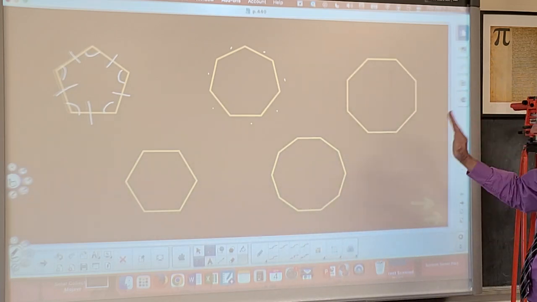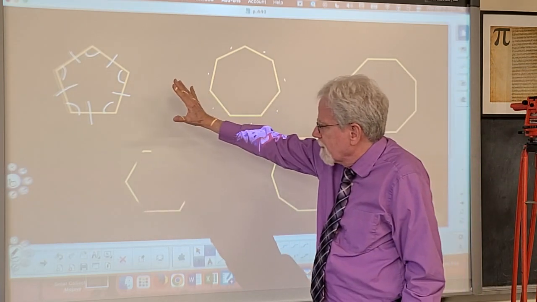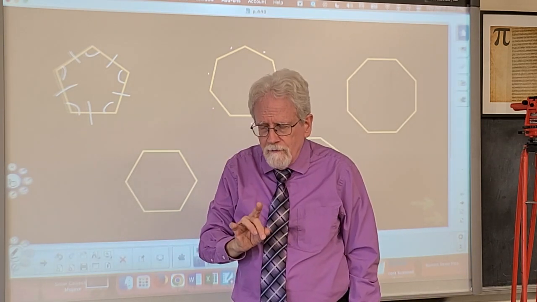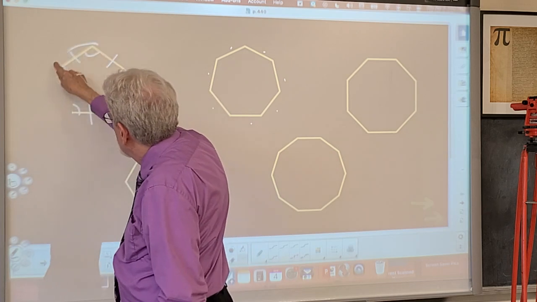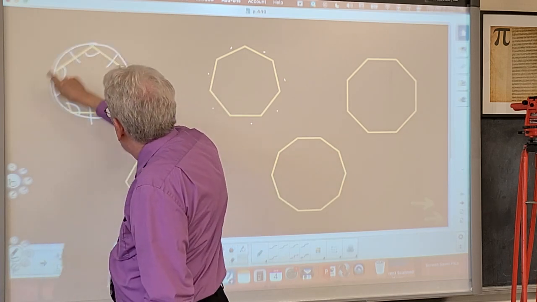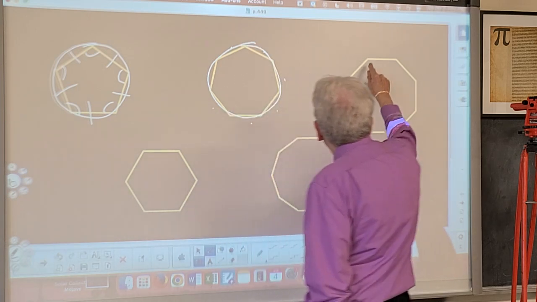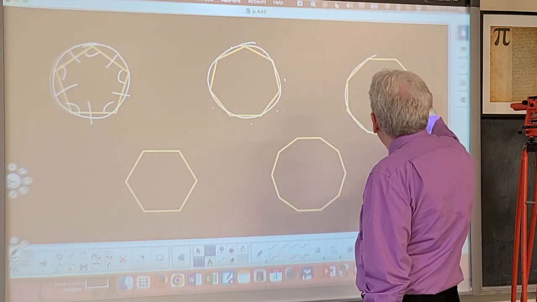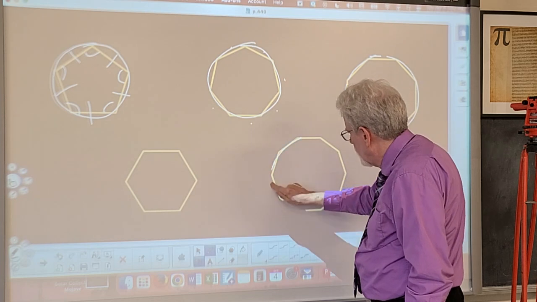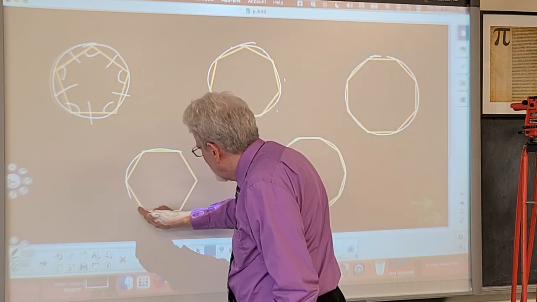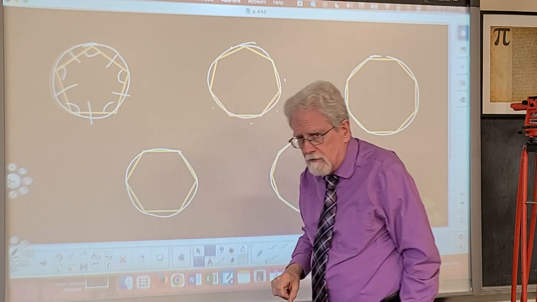All right. There's something else special about all of these. Any regular polygon can have a circle circumscribed around it with no problem. You can circumscribe a circle around all of these without any problem. You can always circumscribe a circle around a regular polygon. Always.